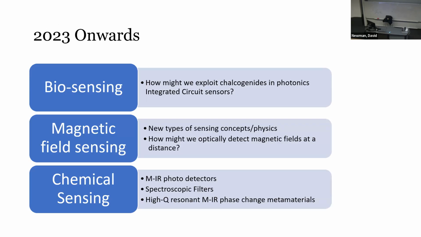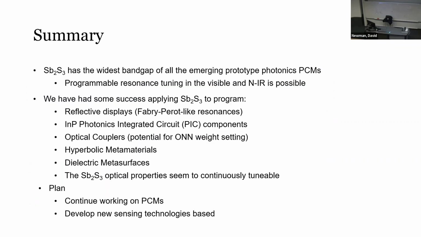For me, my plan is to try and support other groups doing phase change research, but I also want to do slightly different things in the future. In particular, I'm interested in sensing, and I have a bunch of ideas relating to biosensing and magnetic field sensing, using chalcogenides predominantly, which I'm going to start working on in the coming years in Birmingham. But I'll still do phase change 30% of my time. So that's pretty much summarized what I wanted to say.